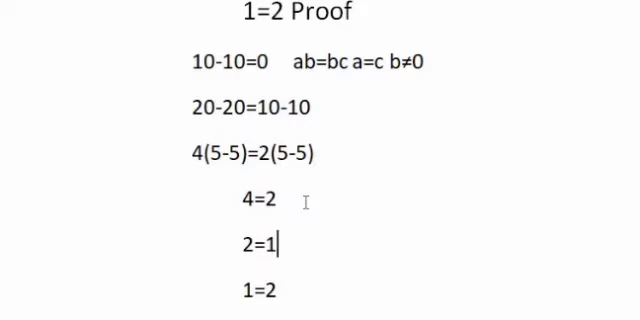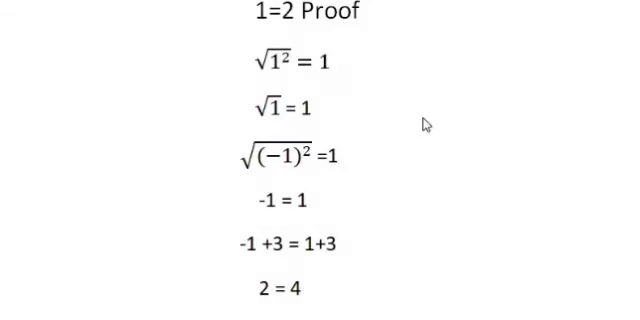Now we are going to proof number 2. Here we go again. This is the second proof. Look, we know that root over 1 square equals 1, right? And we also know that 1 square equals 1. And we also know that minus 1 square equals 1. So we have written minus 1 square in the place of 1.